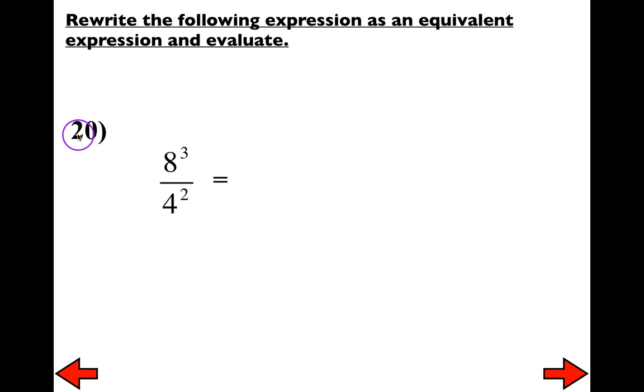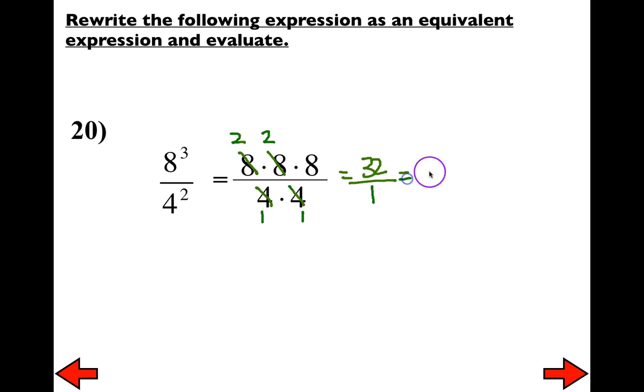Okay, so let's try number 20. Again, let's try it both ways. I'm going to extend 8 cubed out to just 8 times 8 times 8, because that's what it means. 4 squared to just 4 times 4. Here I see both 8 and 4 can be divided by 4. So I'm going to say 8 divided by 4 is 2, 4 divided by 4 is 1. I can do it again. 8 divided by 4 is 2, 4 divided by 4 is 1. Leaving me in my numerator with 2 times 2, which is 4, 4 times 8, which is 32, over 1, which is just 32.